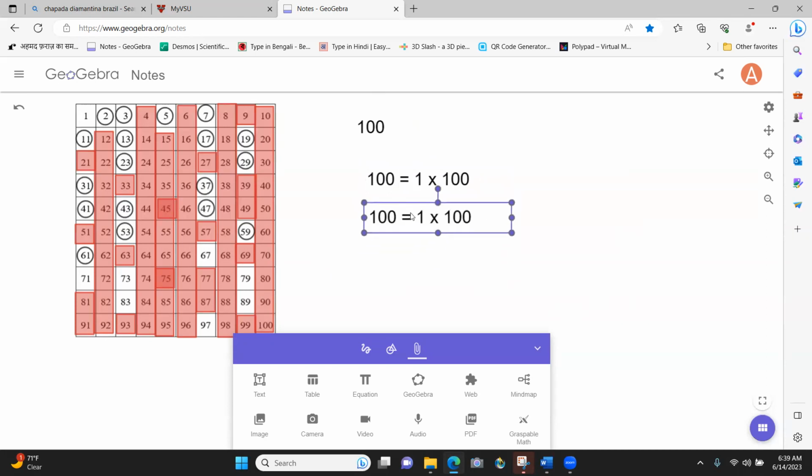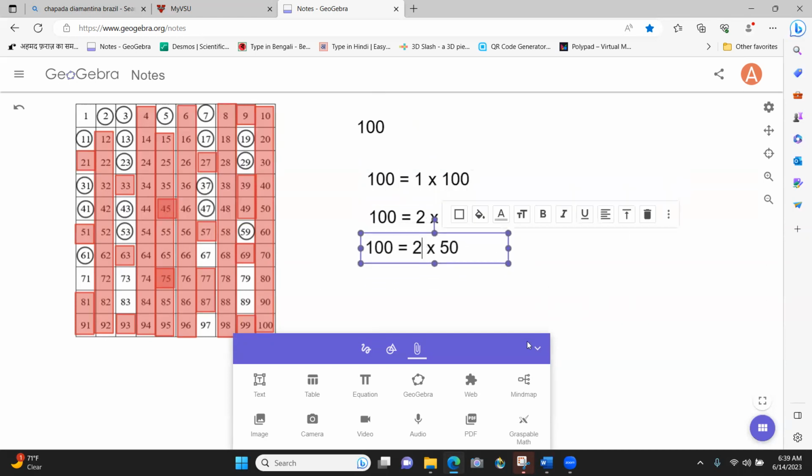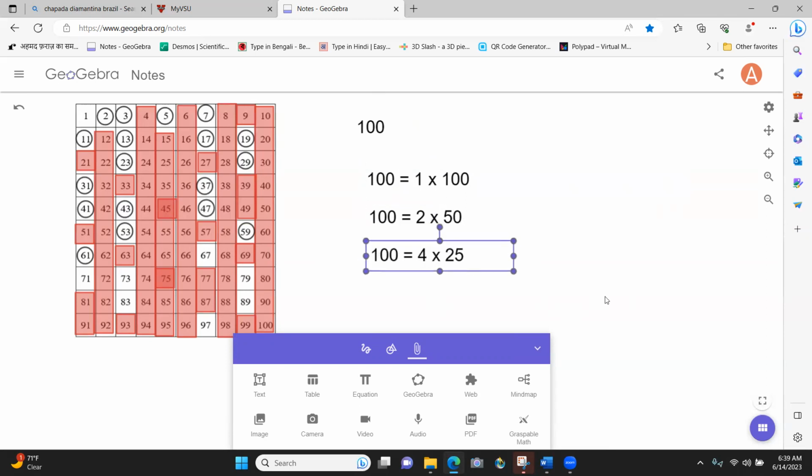Start with 1 and write the smaller number on the left. Now go with 2. Is 100 divisible by 2? The answer is yes. And write 2 first. Is 100 divisible by 3? No. Is 100 divisible by 4? Yes. 4 times what is 100? 4 times 25. Is 100 divisible by 5? Yes.